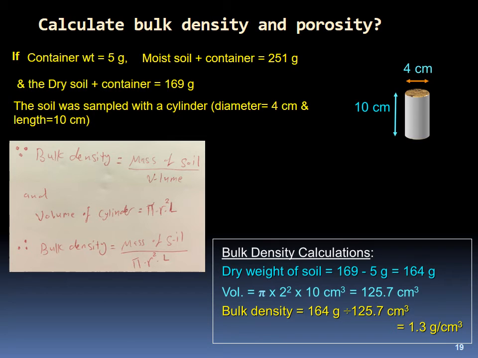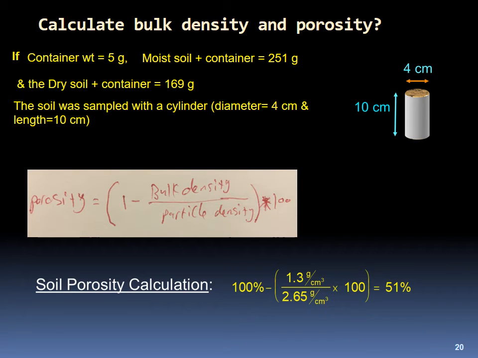You put everything together, and let's start with calculating the dry mass. The dry mass would be the dry soil plus container minus the mass of the container, because we only need to deal with the soil, not with the container, and that would be 164. Then you calculate the volume, and you get 125.7 centimeters cubed. Pay attention to the units. The mass was given in grams, and the length and diameter were given in centimeters. Then you just calculate the bulk density, mass over volume, and that would be 1.3 grams per cubic centimeter.